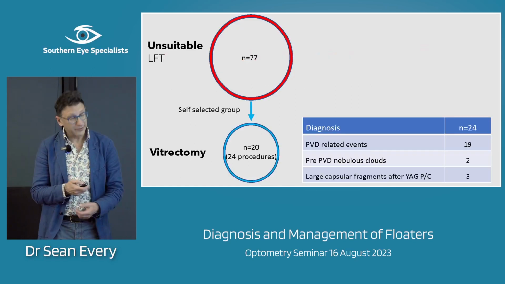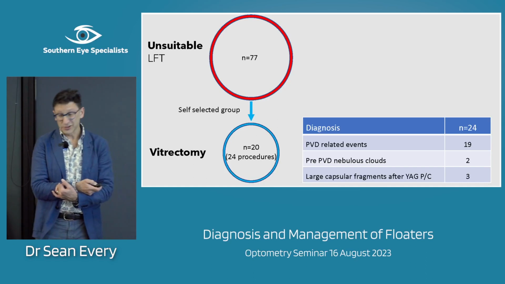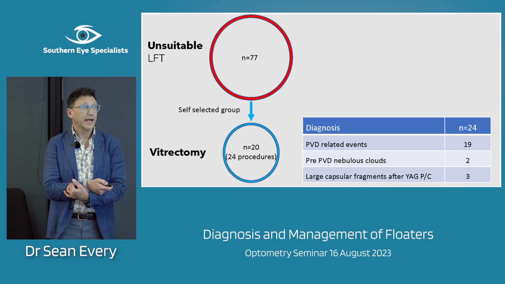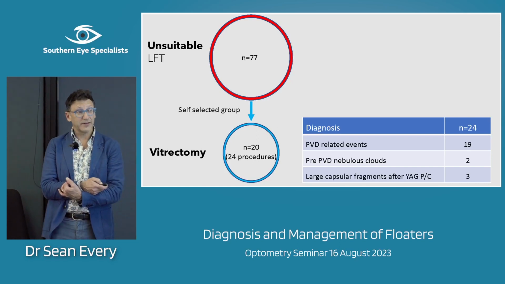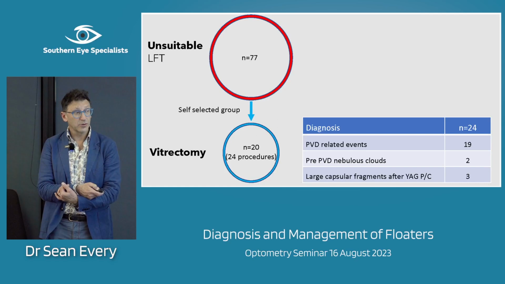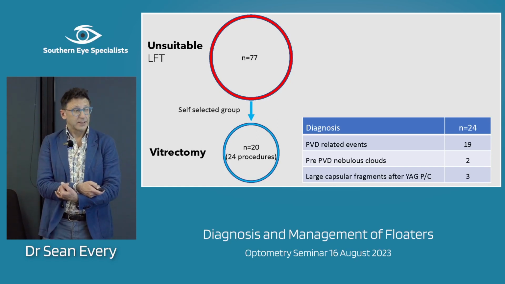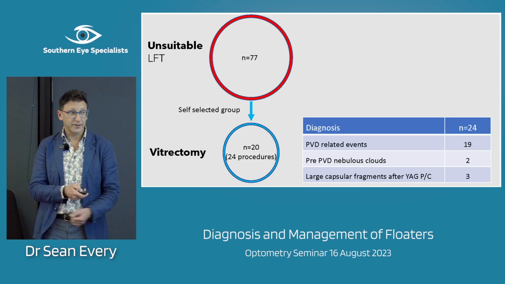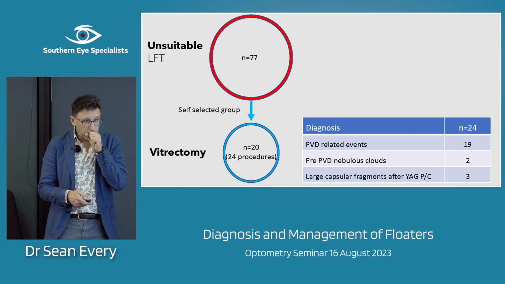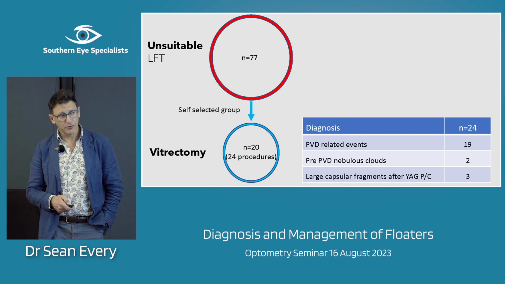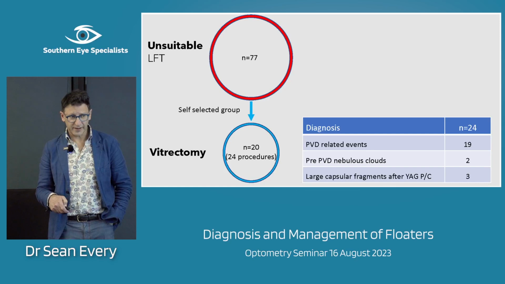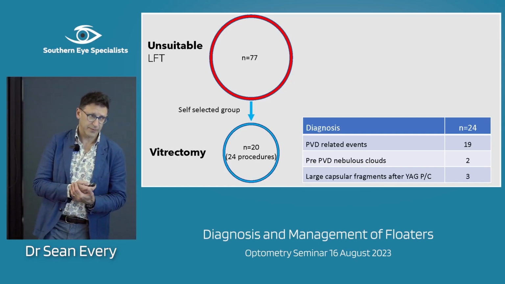Okay, what about the people who are unsuitable for YAG vitreolysis or laser photo treatment? That was the majority of the group. So again, this is not a procedure you have to have. There were 77 in that group, and 20 people decided to go on to have vitrectomy, having 24 procedures, so that means 4 of them were bilateral. The vast majority of them again were PVD-related events. A couple in here are people who've not actually had a PVD, and then there were a couple of people who just had these large fragments after YAG capsulotomy.